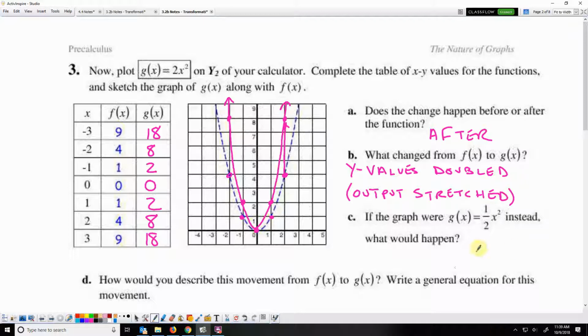What would have happened if it was 1/2 times x squared instead? Then instead of stretching and becoming twice as tall, all these outputs would have been cut in half, so it would have been twice as short. That's still a type of dilation. Anytime you stretch, that's a type of dilation. So this right here was a vertical dilation by 2. If it was by half, then it would be a vertical dilation by 1/2.